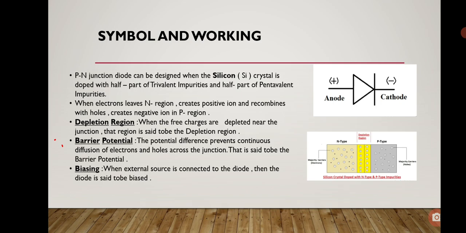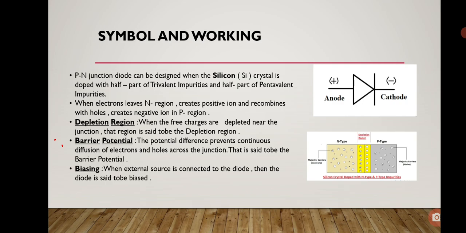Let me tell you the working of this PN junction diode. When the electrons leave the N region, it creates positive ions, and they recombine with the holes, which creates negative ions in the P region. So a depletion region is generated. What is the depletion region? This is the region near the junction where there are no free charges. That is termed the depletion region.